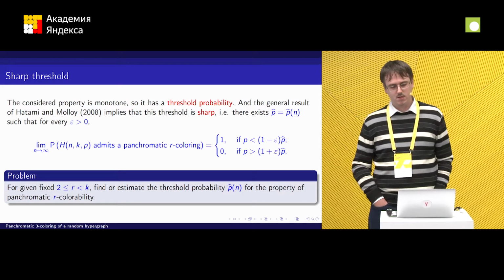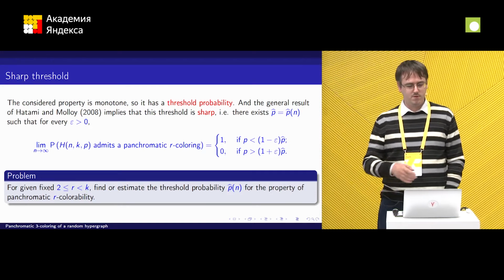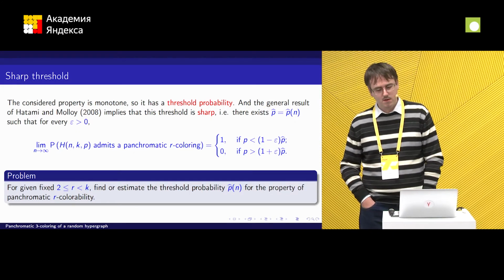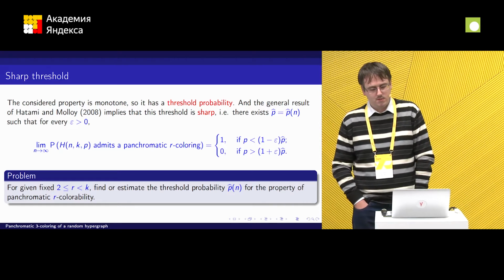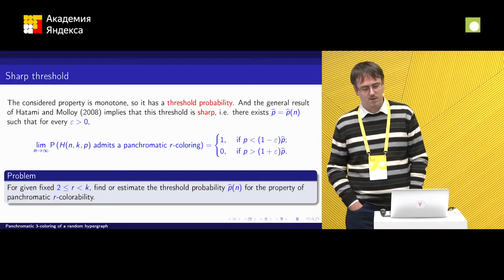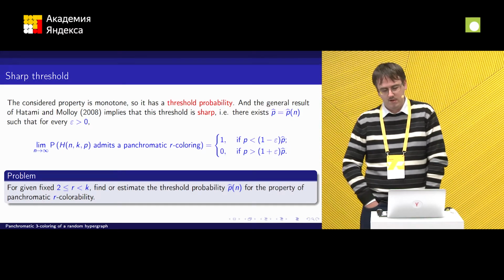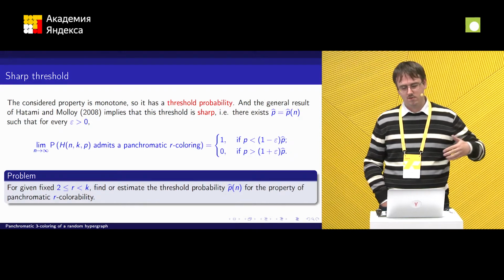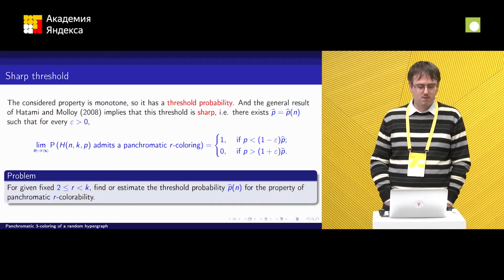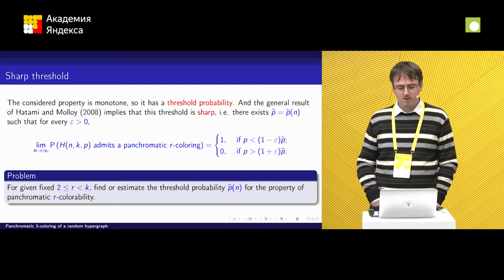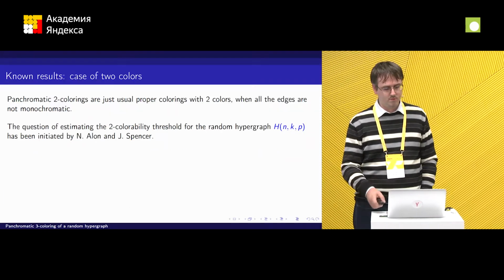What does it mean? It means that there exists some function p hat such that for every fixed positive epsilon, the limit probability of the event that our hypergraph admits a panchromatic r-coloring is equal to 1 if p is less than (1 minus epsilon) p hat, and the limit probability is 0 if p is greater than (1 plus epsilon) p hat. So if our probability is a constant factor less than the threshold, then we have limit 1. Otherwise, if our probability is greater than p hat by a constant factor, then we have 0. And so we can ask a more natural question: how can we find or estimate this probability threshold function p hat for the property of panchromatic r-colorability? So this is the main question, and we will try to answer it.